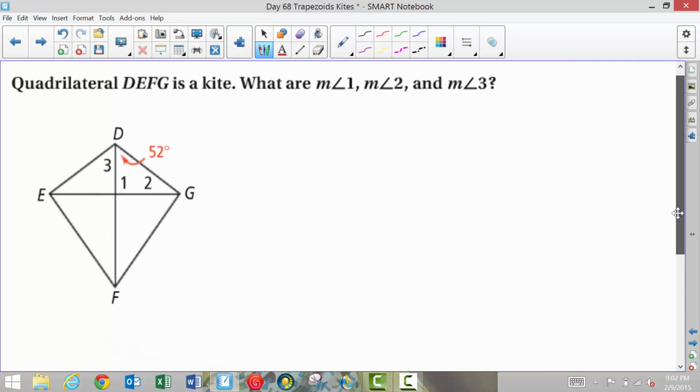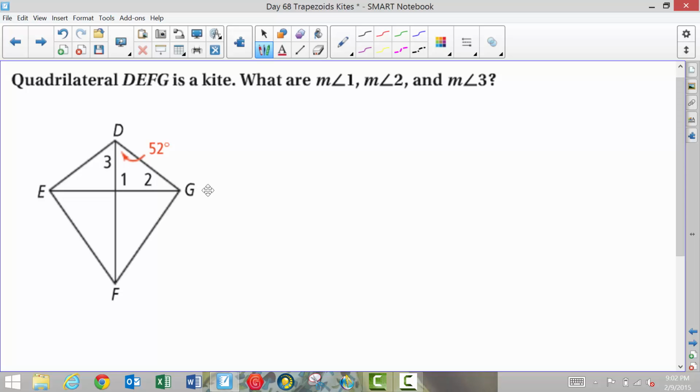I want to know the measures of angles 1, 2, and 3. Well, first of all, if it's a kite, I know that these are congruent. These adjacent sides are congruent. I also know that the 90 degrees is the intersection of the two diagonals. So angle 1 is 90. How do I know that? Because diagonals are perpendicular in a kite. So this is 90 degrees.